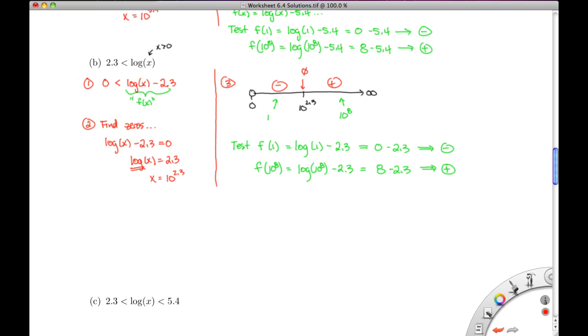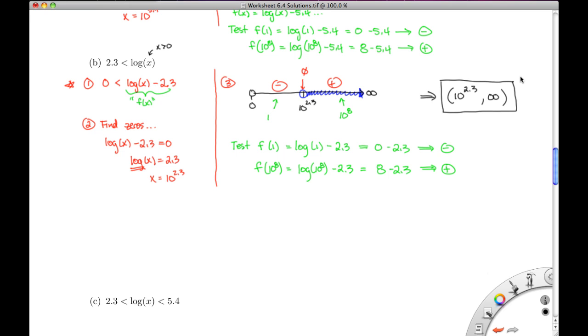What do we want to know? Well, we wanted to know, back here in step 1, when is this function greater than strictly 0? So that's going to be this interval right here. We can't include our 0 because it's strictly greater than, but then we'll include all of this all the way off to positive infinity. So the result is the interval from 10 to the power of 2.3 all the way off to positive infinity. That would be the solution to this inequality.